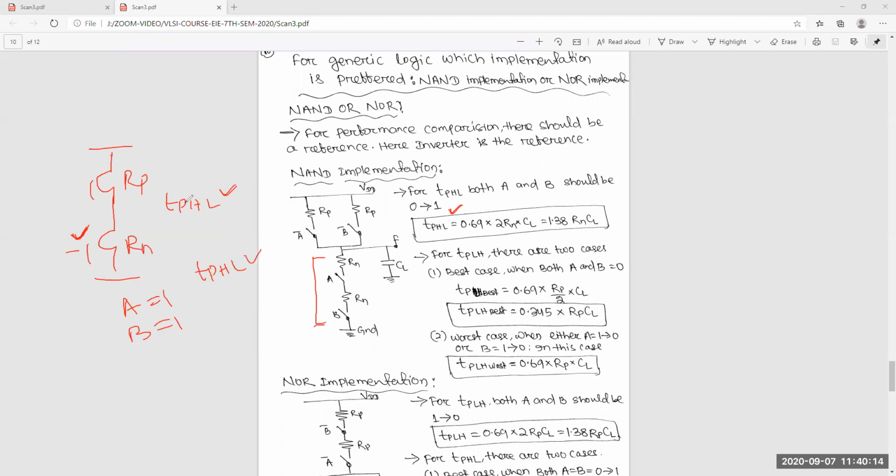So in the inverter, you will get 0.69 into RNCL. But here in the NAND case, 0.69 into 2 RNCL. Yes or no? Yes, sir. Because these two are connected in series, both will be on, so 2 Rn into Cl.